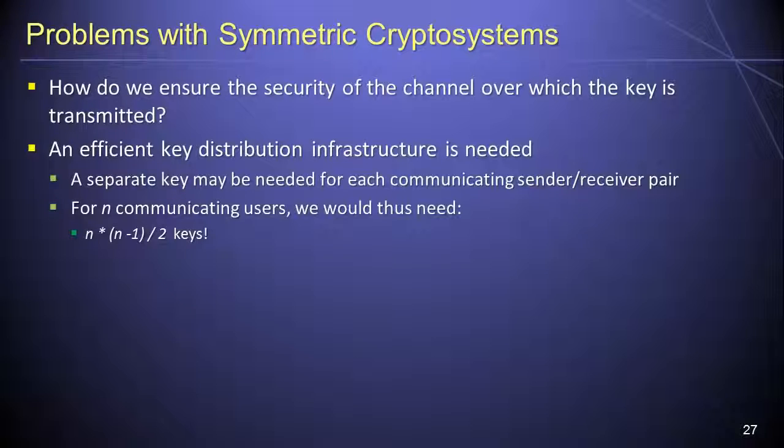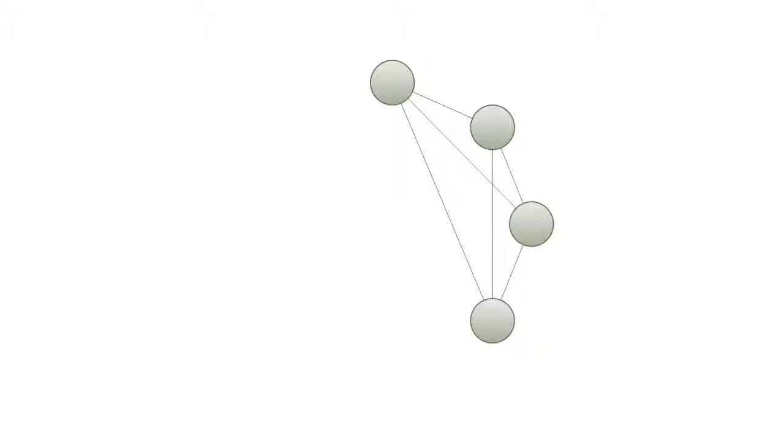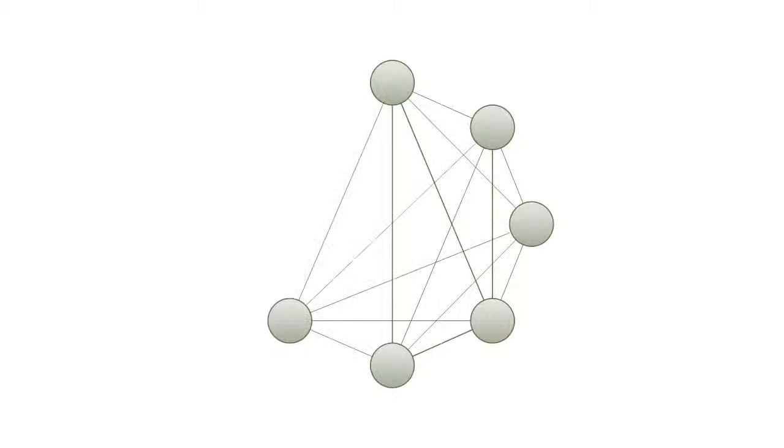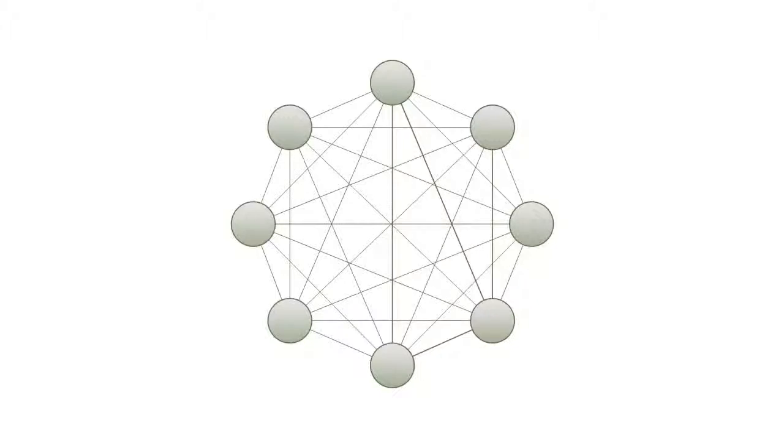Another major problem with symmetric cryptosystems relates to the number of unique keys that is needed for large numbers of people to securely communicate. To ensure security, a separate key is needed for each communicating sender-receiver pair. For n communicating users, we would thus need n times n-1 over 2 keys. For a small number of users, this is not particularly problematical. As the number of users who wish to securely communicate grows, however, both the total number of keys required and the number of keys required for each user grow dramatically.